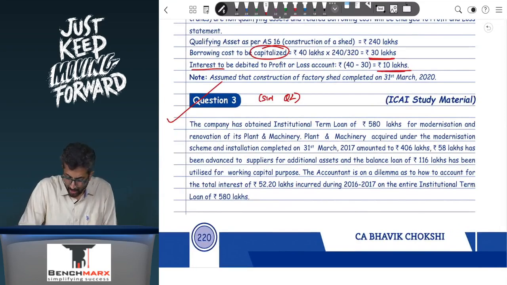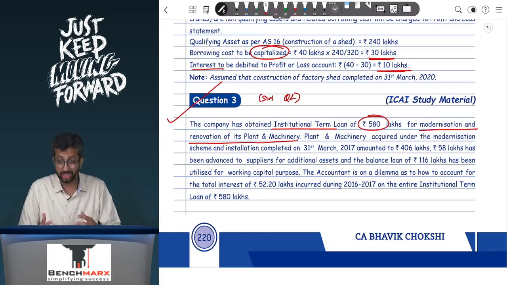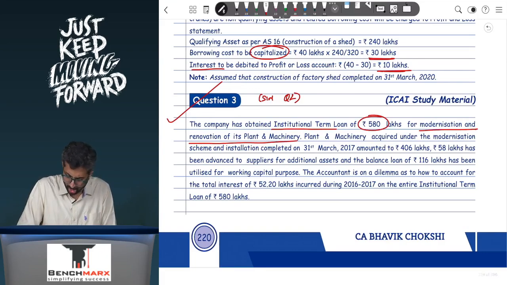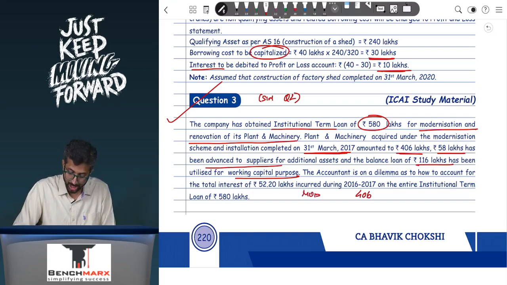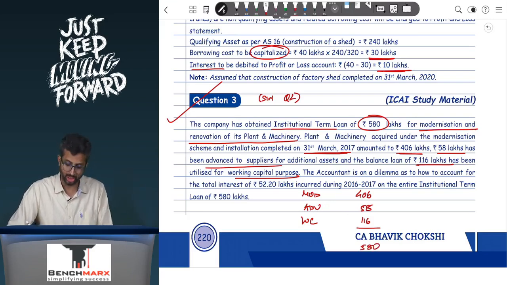3 will quickly review. Company took a term loan of 580 lakhs for modernization and renovation of its plant and machinery. So you are doing some work on your plant and machinery. Plant and machinery acquired under modernization and installation was completed by 31st March 17. That amounted to 406. 58 lakhs has been advanced to supplier for additional assets, and balance of 116 has been used for working capital purposes. So if I look at this, there is 406 for modernization of plant and machinery. There is 58 which is for advance given to suppliers, and there is 116 for the working capital. So if I total this, I will possibly get 580, and this shows me the utilization of 580.